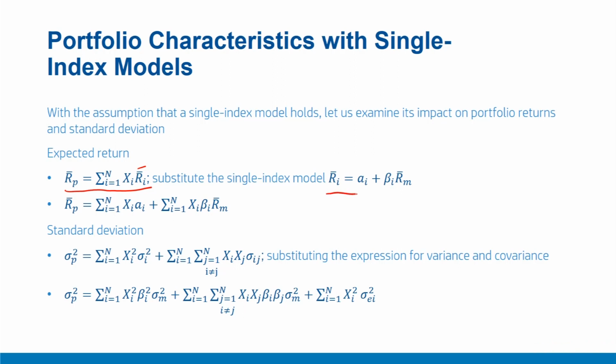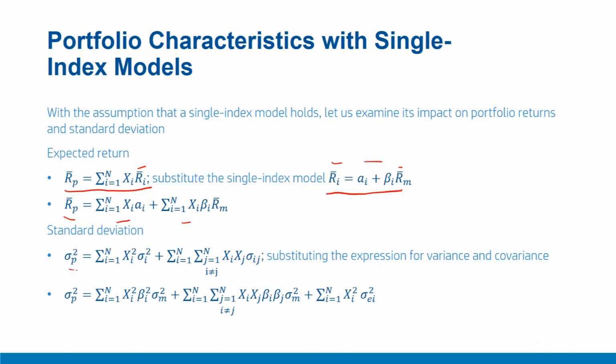The assumption here is that the single index model, which is Ri bar equal to Ai plus beta i times Rm bar, holds, where Ri bar is the expected return on the security and Rm bar is the expected return on the market. Substituting for this expression, the portfolio return expression becomes Rp bar equal to summation xi Ai plus summation xi beta i Rm bar.